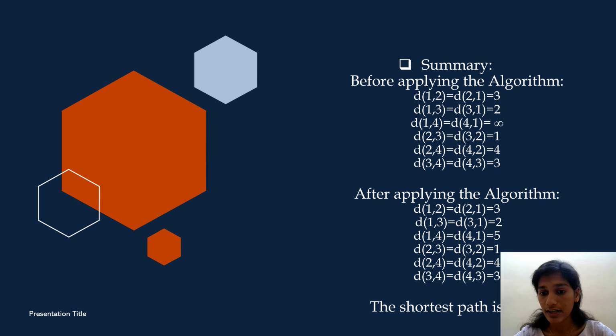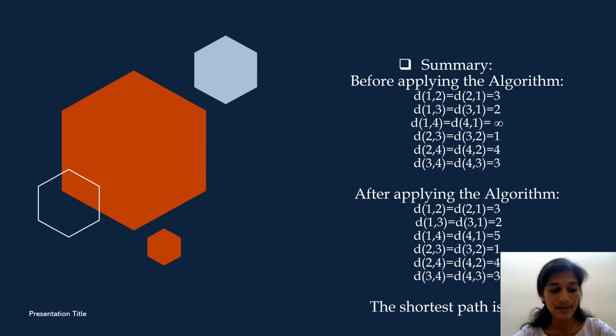So we replace the infinity by the shortest value, which is 5, because in the algorithm we are finding the shortest path for every pair of vertices. And then we find that D2 comma 3 and 3 comma 2 is equal to 1, similar after applying. So we find that we have replaced the infinity by a particular value, which means we have found the shortest path between each pair of vertices.